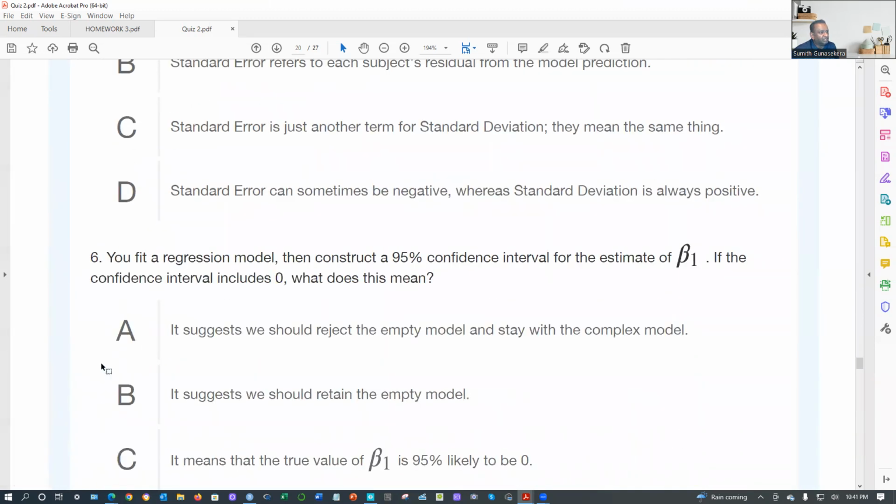If you fit a regression model, then construct a 95% confidence interval for the estimate of beta 1. If the confidence interval includes 0, what does this mean?